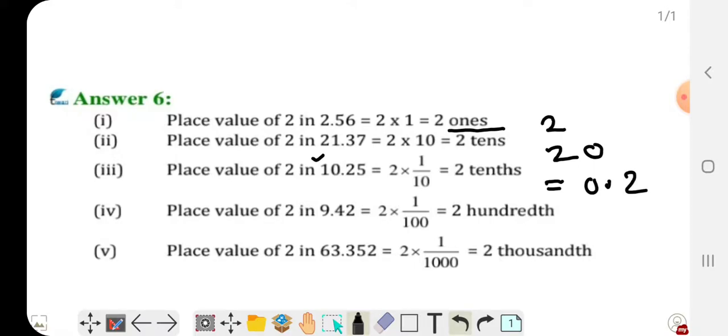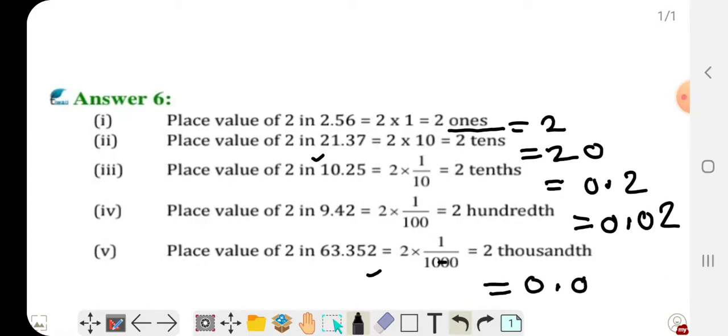And place value of 2 in 9.42: here the value of 2 can be written as 2 into 1 upon 100, so 2 hundredths we can write, or we can write like this also. You have to write these also. Now place value of 2 in 63.352: 2 is here, so it will be divided by 1000, so 2 thousandths, or you can write like this. Yes, these are the place values of the numbers given.